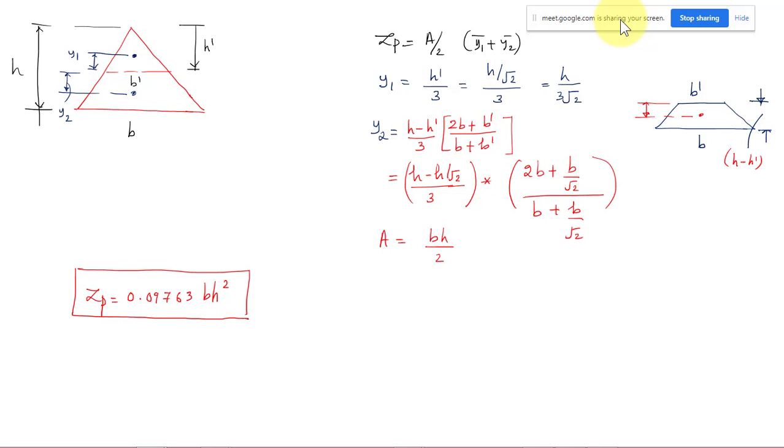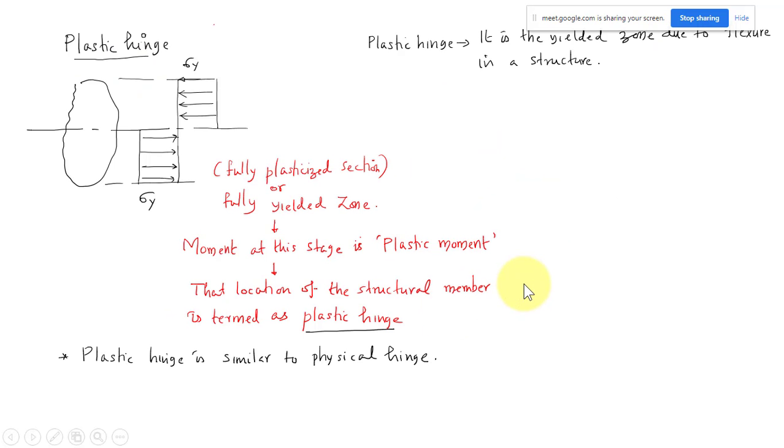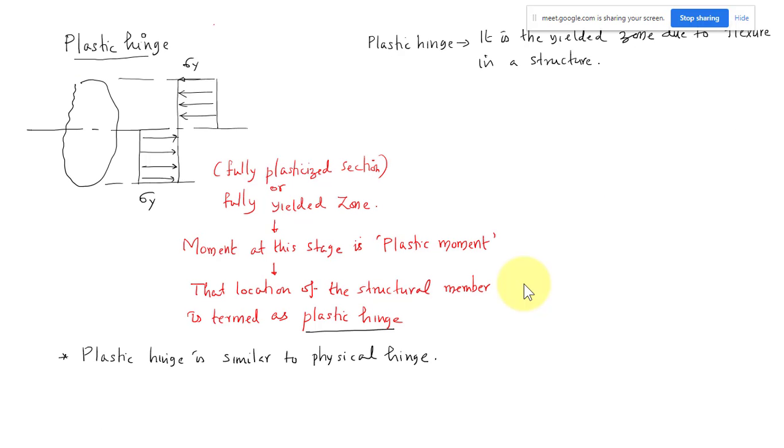So I think we have understood all those things. All are simple. You just have to practice. So just go through all the theory and practice it. The next we'll discuss is the plastic hinge. We'll discuss the plastic hinge again in detail. It just gives you an idea.